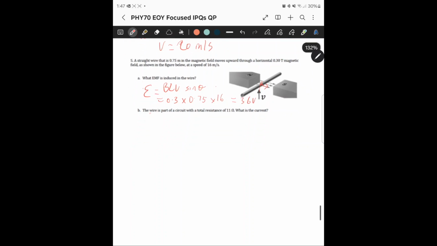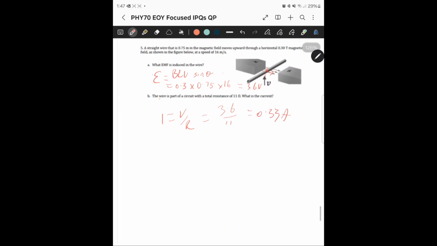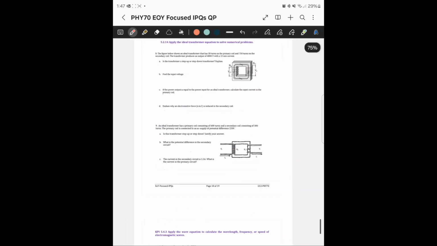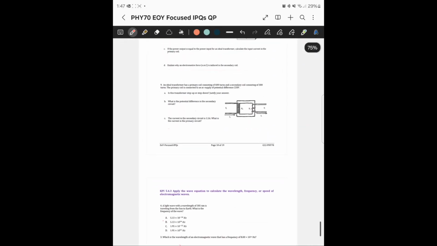Very good. The wire is part of a circuit, and with the total resistance, what is the current? So we're going to find the current. Okay, so I equals V over R. That should be easy. 3.6 over 11 in a calculator, 0.33 amps. That'll do. Alright, so I'm going to move over to transformers in the next video because, oh actually no, I can finish it now, it's not that long.